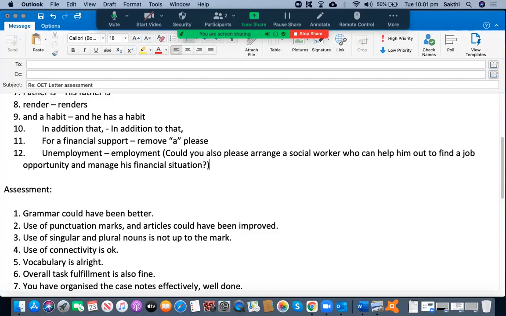It's really important that we interpret the information. So this is exactly what he needs, isn't it? You need to speak with the social worker and request the social worker to help this particular person in finding a job opportunity, and then manage his financial situation. I think this is much better because when you look at the words I used, "arrange a social worker," you can't change this one, you don't need to use other synonyms. It doesn't mean that you have to use synonyms for each word. No, it's not the case. Wherever possible, please use them.